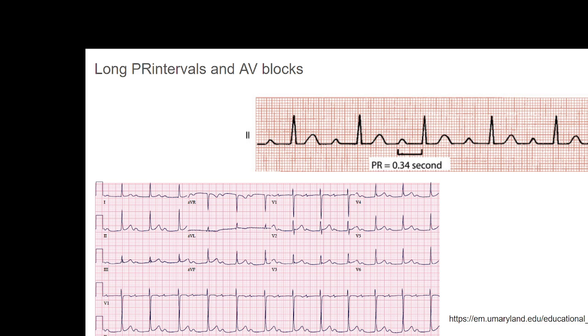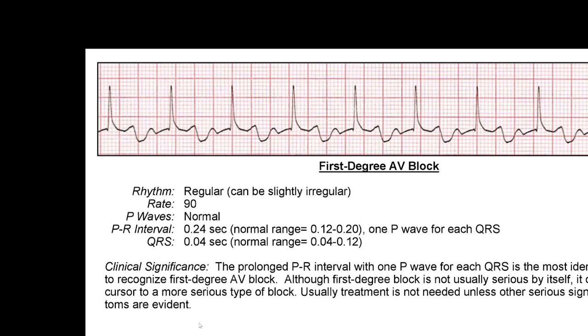And most of the time, this delayed PR interval could also result in AV blocks. The longer the PR interval, the greater the chance of a block. An AV block could be of different degrees. A patient may present with atrioventricular blocks of different degrees.